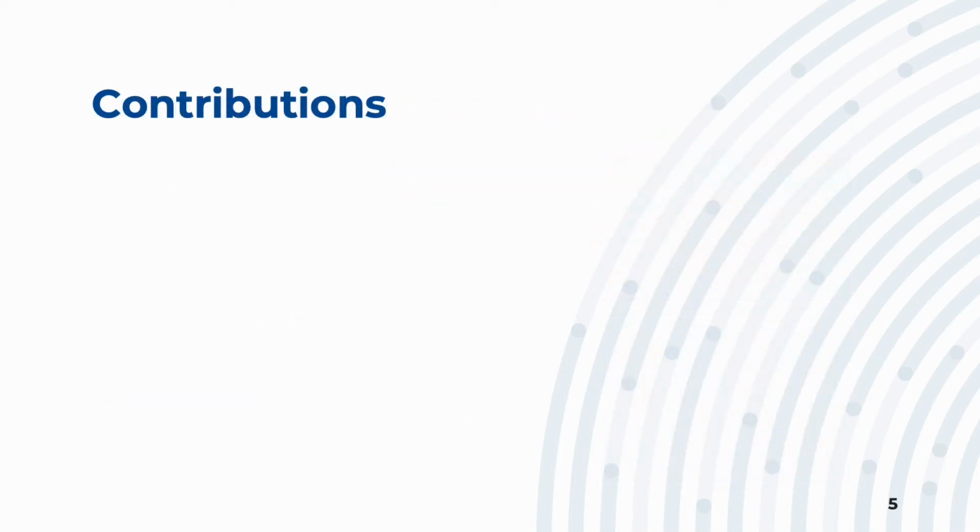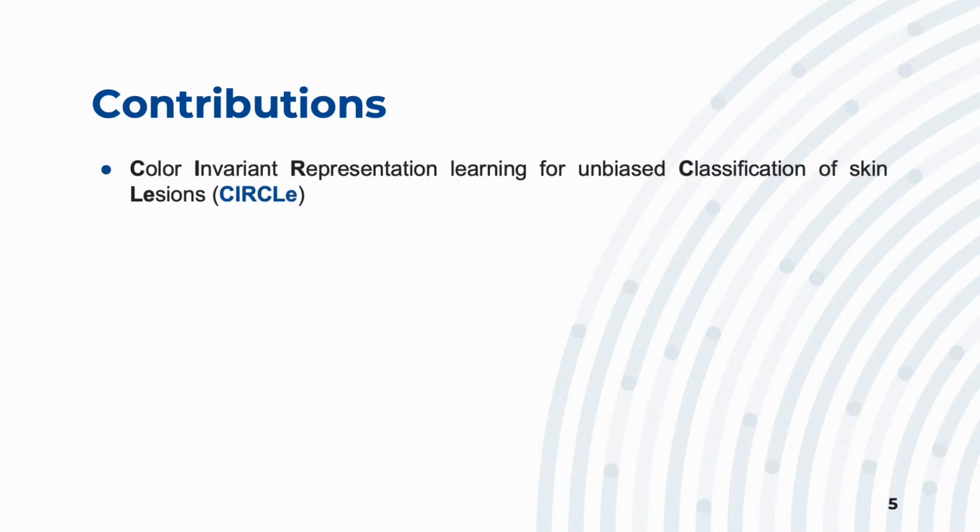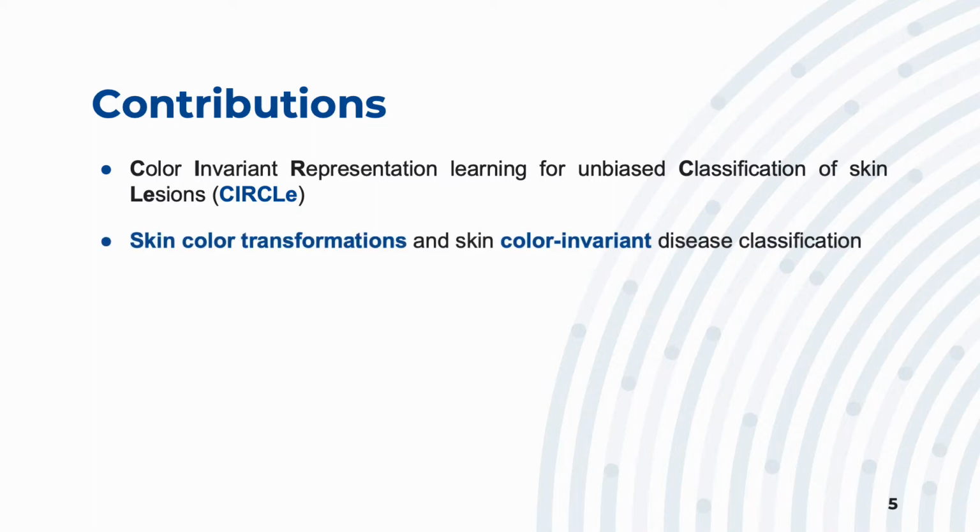In this work, we aim to mitigate the skin type bias learned by convolutional neural networks and reduce the accuracy disparities across skin types in their predictions. We propose color invariant representation learning for unbiased classification of skin lesions, abbreviated as CIRCLE, to address this problem. We adopt a domain invariant representation learning method and use skin type transformations on clinical skin images and propose a color invariant skin condition classifier.